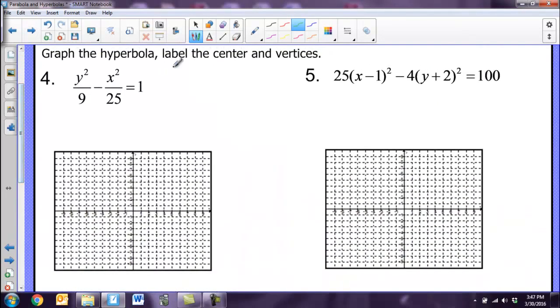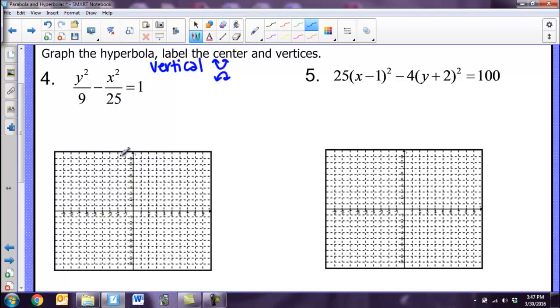First of all, we're going to label the center and the vertices. And when I say vertices, I just mean those points on the branches. You're going to need some other points here, but you only need to list 2 vertices. So when I look at the equation, the first thing I always try to do is determine its orientation. I know that this one is vertical because y is first. So if y is first, it's vertical. If x is first, then it's horizontal. So I know that this is going to open up and down.